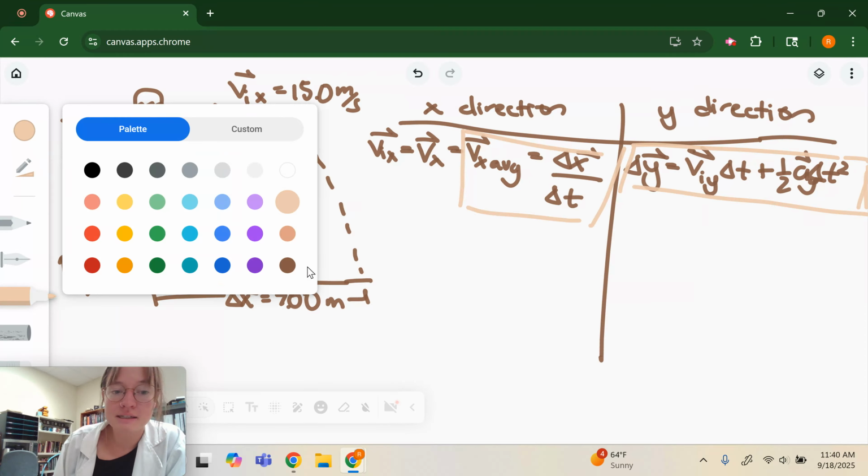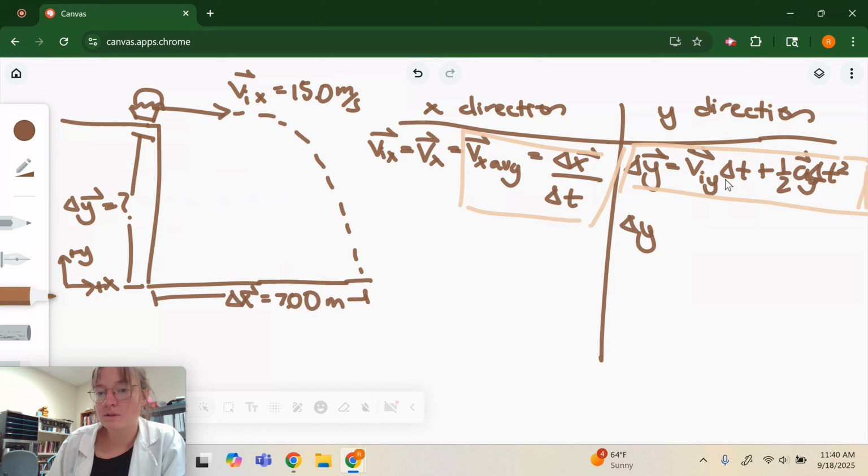Let's take a look at this example. In this example, I'm looking for delta y. So delta y is equal to all of this stuff. Now my initial velocity in the y direction is 0, so that cancels out. I'm left with 1/2 times a, but that acceleration is g, so I'm going to call it g. 1/2 g delta t squared.